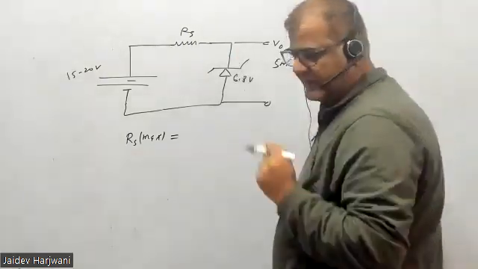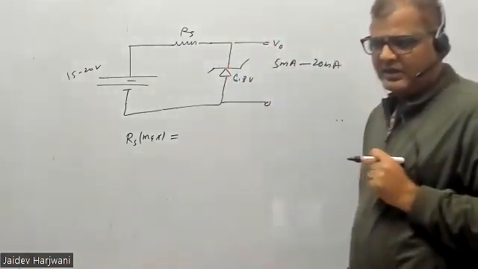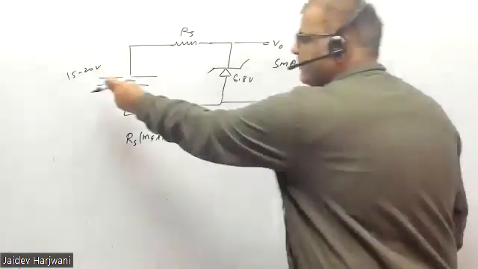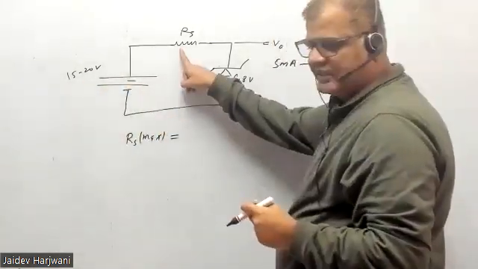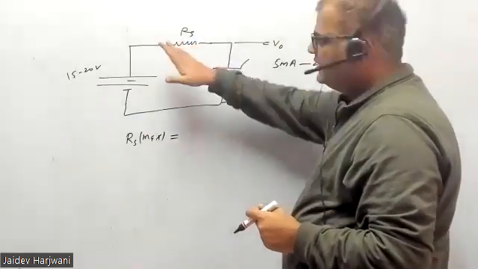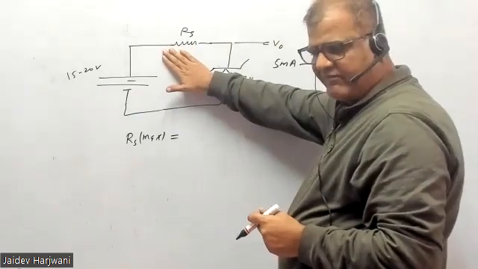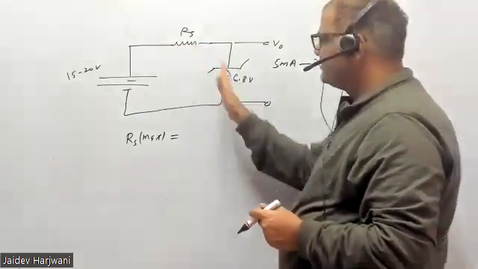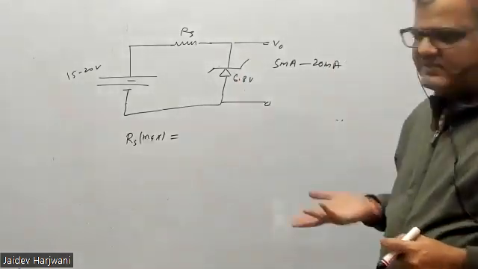I'm repeating again, this RS should have two values, minimum and maximum. What will the maximum value be when you are using minimum voltage? If you keep on increasing the resistance, the current will keep on decreasing, and at a particular value of resistance, the current becomes so low that this diode will not turn on, because the current will become less than IZ minimum.